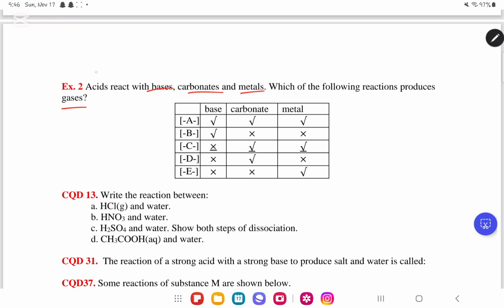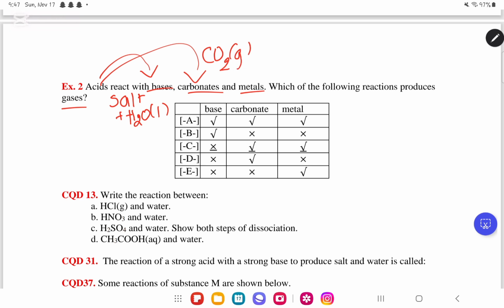When acids react with bases, they form a salt and water, so salt plus H2O, liquid. When acids react with carbonates, they produce a gas, which is CO2, gas. And finally, when acids react with metals, they produce hydrogen gas.